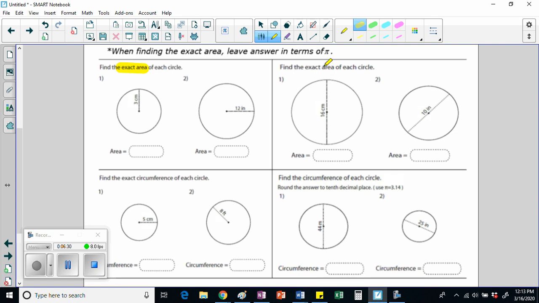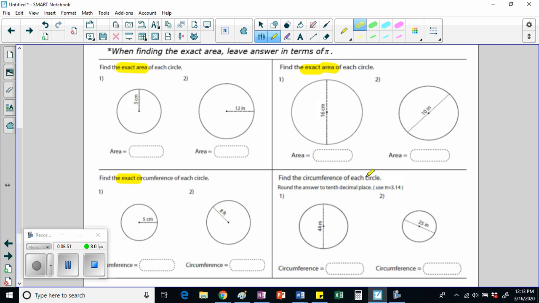For the second problem, we're finding area again, and it's exact. But in this case, I'm given the diameter, so you're going to cut it in half to use the radius. And leave your answer as 7 pi or 50 pi. Down the bottom, same thing. Plug these into our circumference formula. We're still doing exact values. Your answers will be 12 pi or 30 pi.